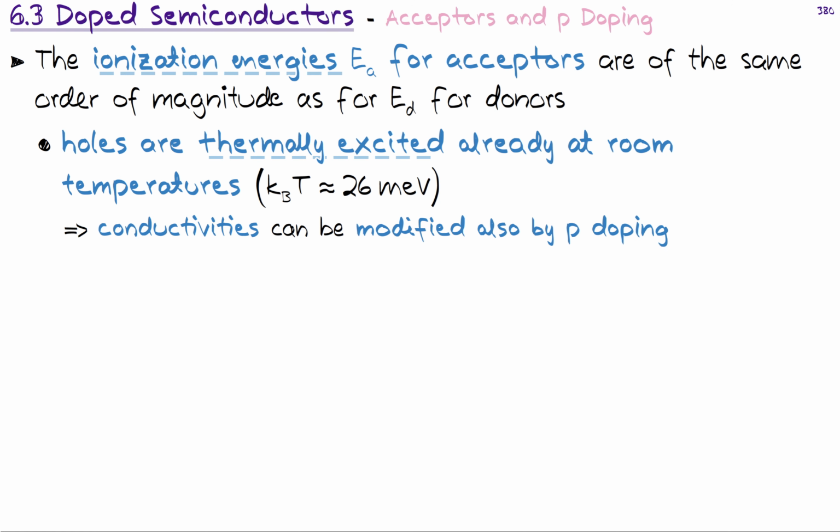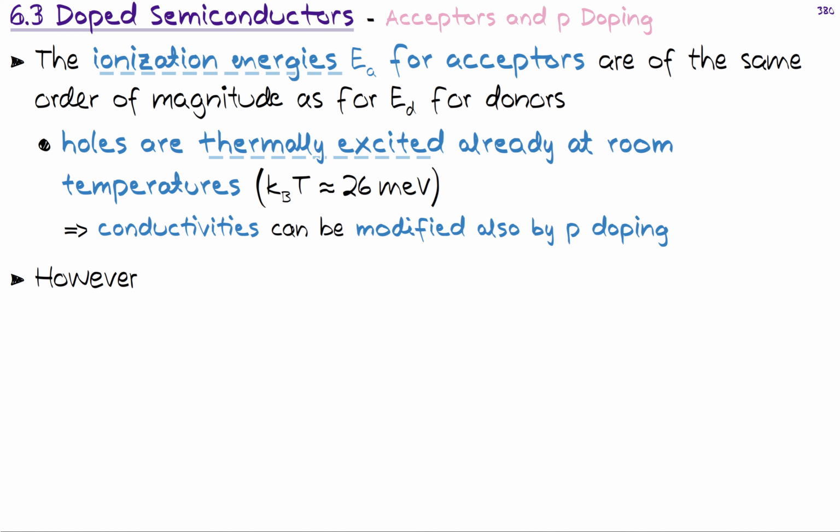And this then means that we will increase the number of hole states in the valence band, and then of course they can readily participate in the electrical conductivity on a macroscopic scale. So the conductivity of our semiconductor can also be modified by this kind of p-type doping.